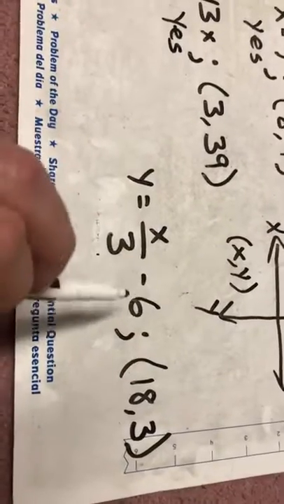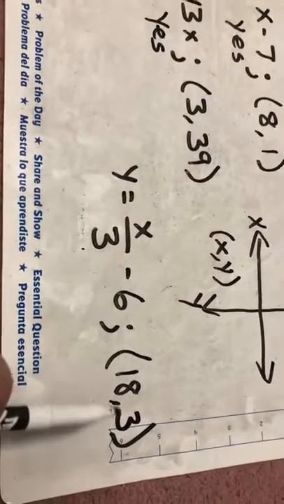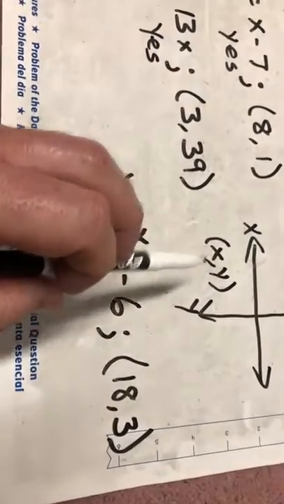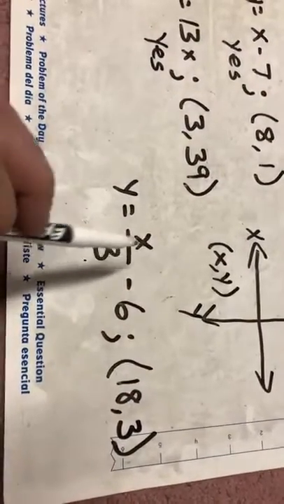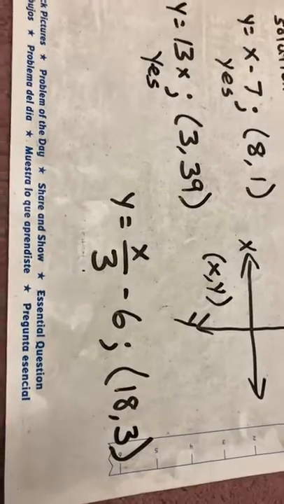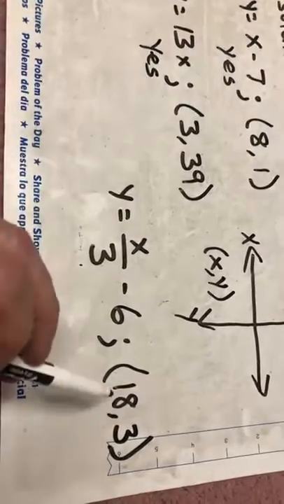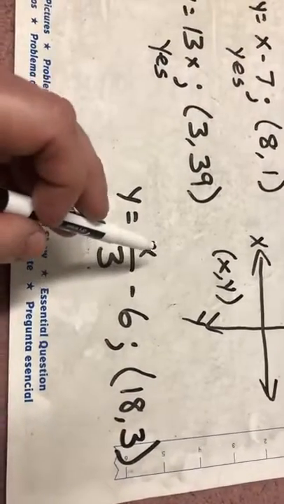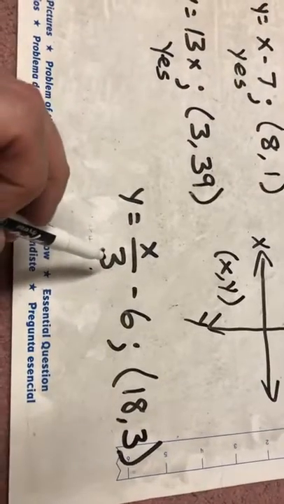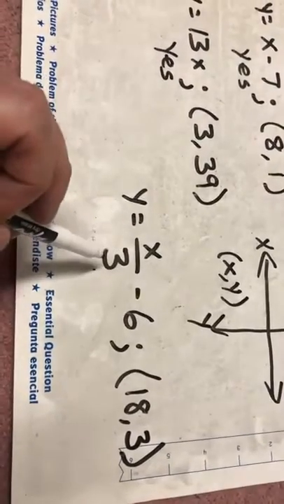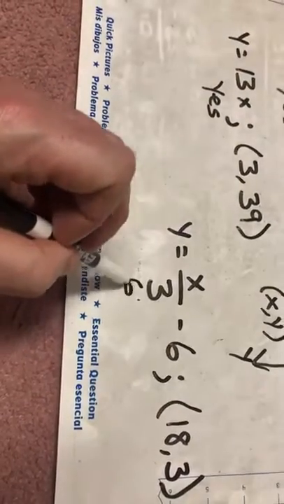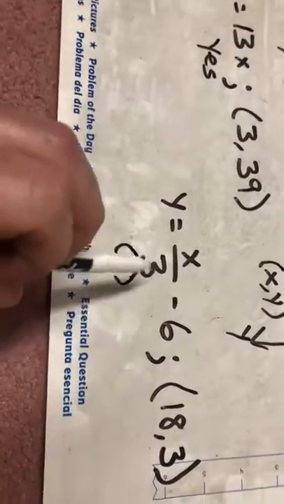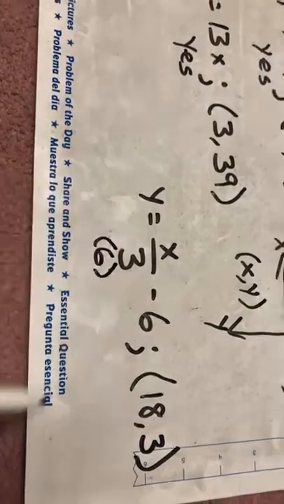y equals x over 3 minus 6. The ordered pair is 18, 3. So when x is 18, y is 3. So x over 3, that's a fraction, so we know that's a division problem. Since x is 18, this is 18 divided by 3. Well, 18 divided by 3 is 6. So I'm thinking about this number here as 6. And well, 6 minus 6 is 0.